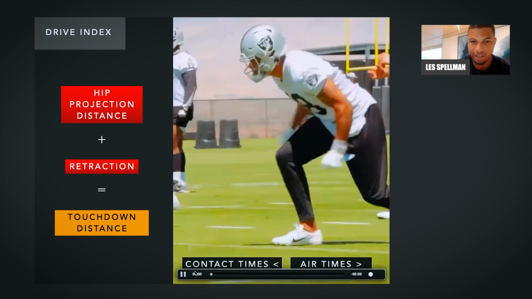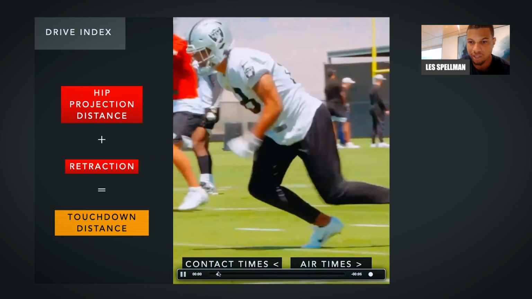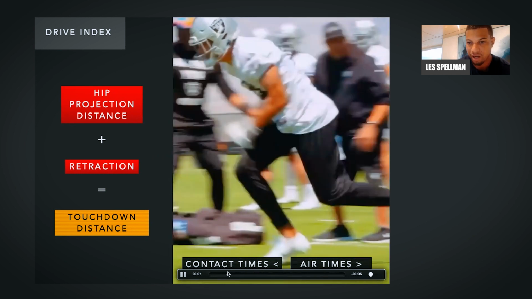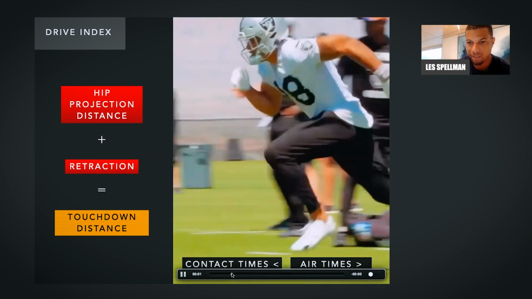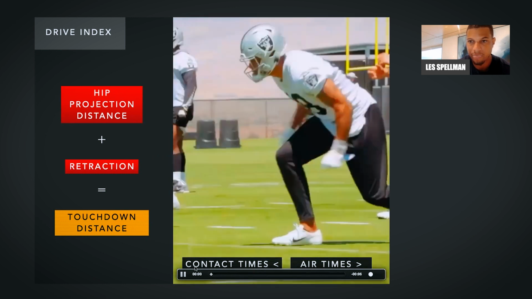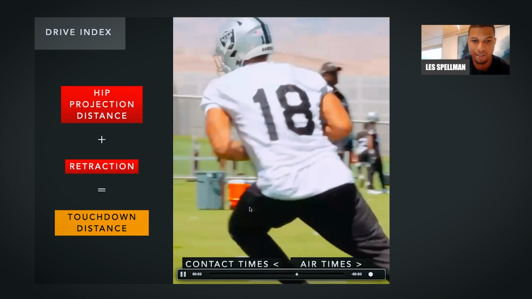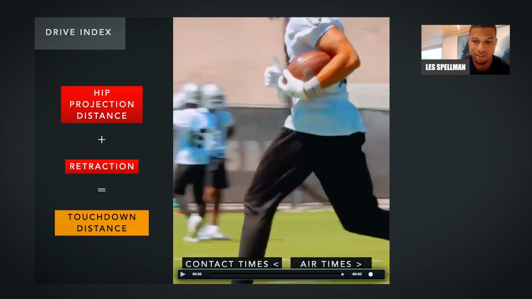All right, the second thing that we'll look at is what this equals, which is touchdown distance. So he's got a good touchdown distance, meaning his foot is landing under his hip or behind his hip on the first step, under or behind on the second step, under or behind on the third step, because he's able to get projection of his hip and get that leg retracted back into the ground. So that creates touchdown distance.